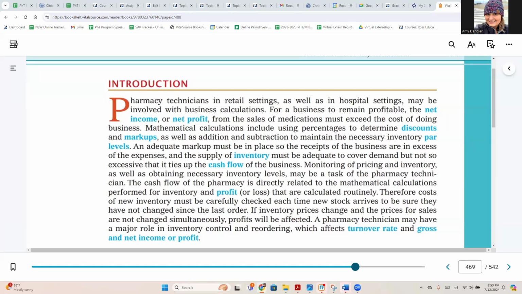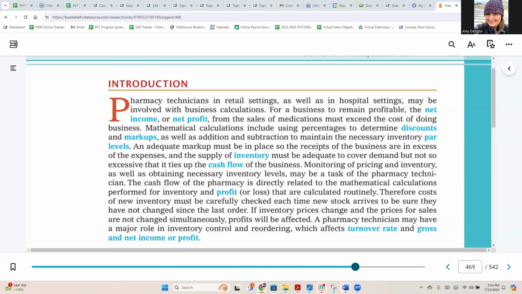An adequate markup must be in place so the receipts of the business are in excess of the expenses, and the supply of inventory must be adequate to cover demand, but not so excessive that it ties up the cash flow of the business. Monitoring of pricing and inventory, as well as obtaining necessary inventory levels, may be a task for a pharmacy technician. Cash flow of the pharmacy is directly related to the mathematical calculations performed for inventory and profit or loss that are calculated routinely.